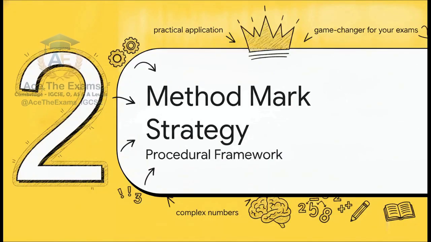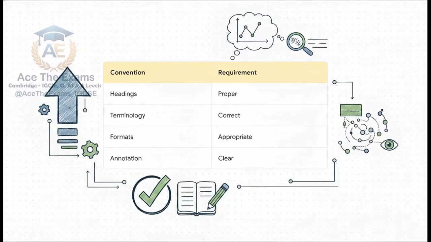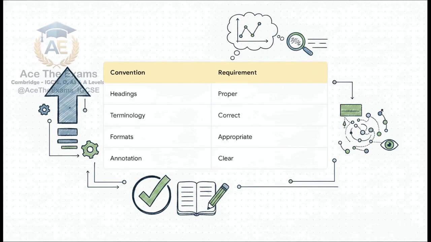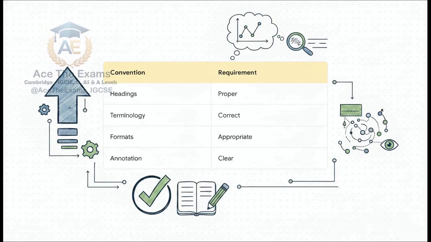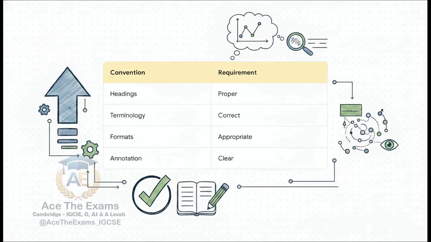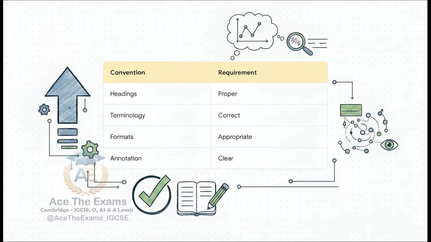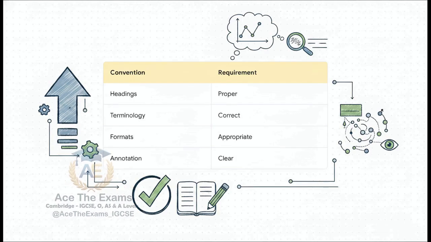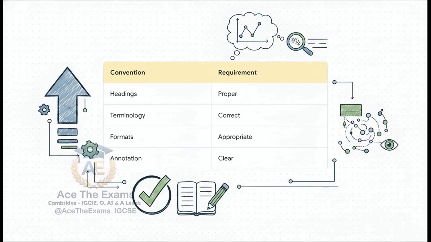Moving right along to Section 2, the method mark strategy. So here is a really crucial point, maybe the most important mindset shift you can make. Marks are heavily awarded for the process itself, not just your final mathematical answer. You must strictly follow presentation conventions. Look at this table. Examiners require proper headings, correct terminology, appropriate formats, and crystal clear annotation.